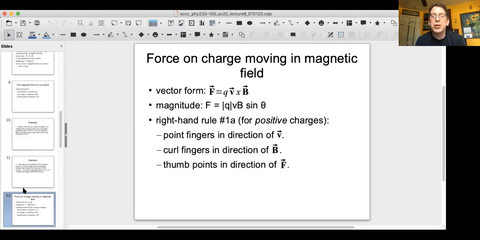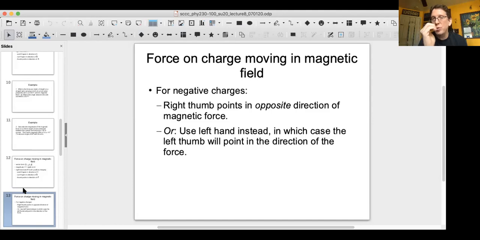Its sign actually matters. For positive charges, you use the same right-hand rule I just showed you. You point your fingers in the direction of V, curl them in the direction of B, and the thumb points in the direction of F. If the charge is negative, you have two options. You can use the right-hand rule, but because it's a negative charge, the force points in the opposite direction of your thumb. Or you can use your left hand instead: point your fingers in the direction of V, curl them in the direction of B, and your left thumb points in the direction of the force. Either way will work, depending on which one you're more comfortable with.